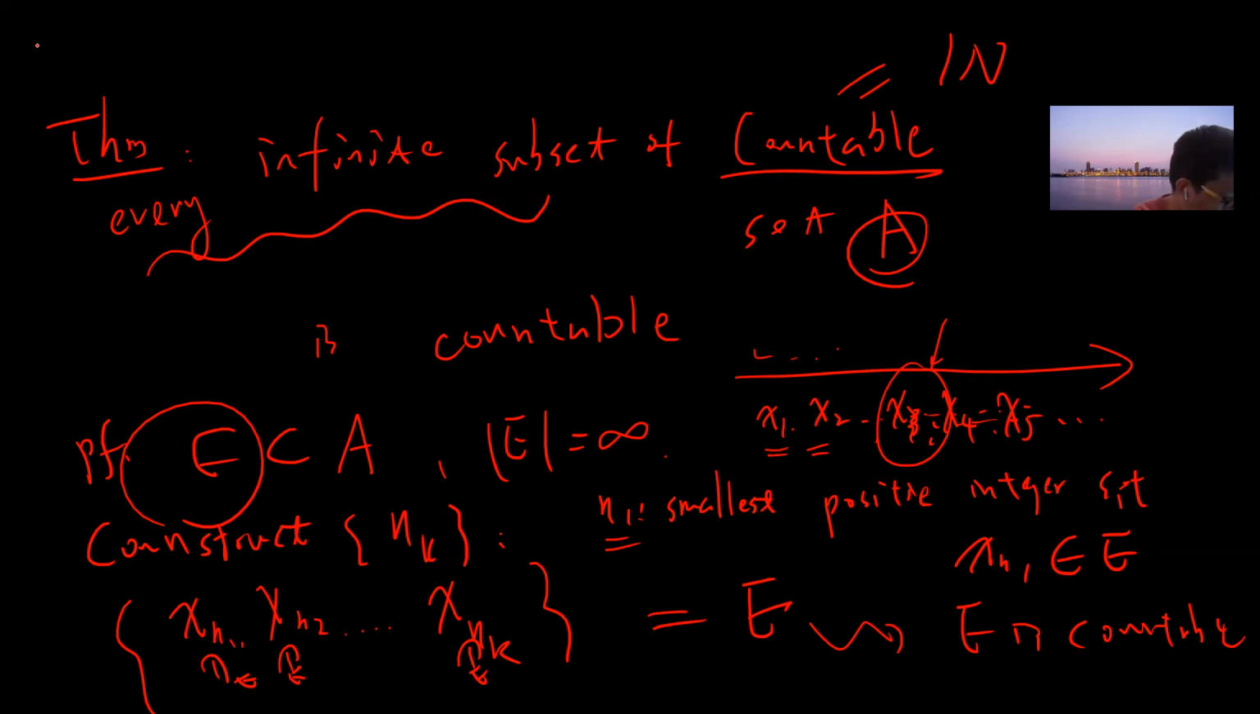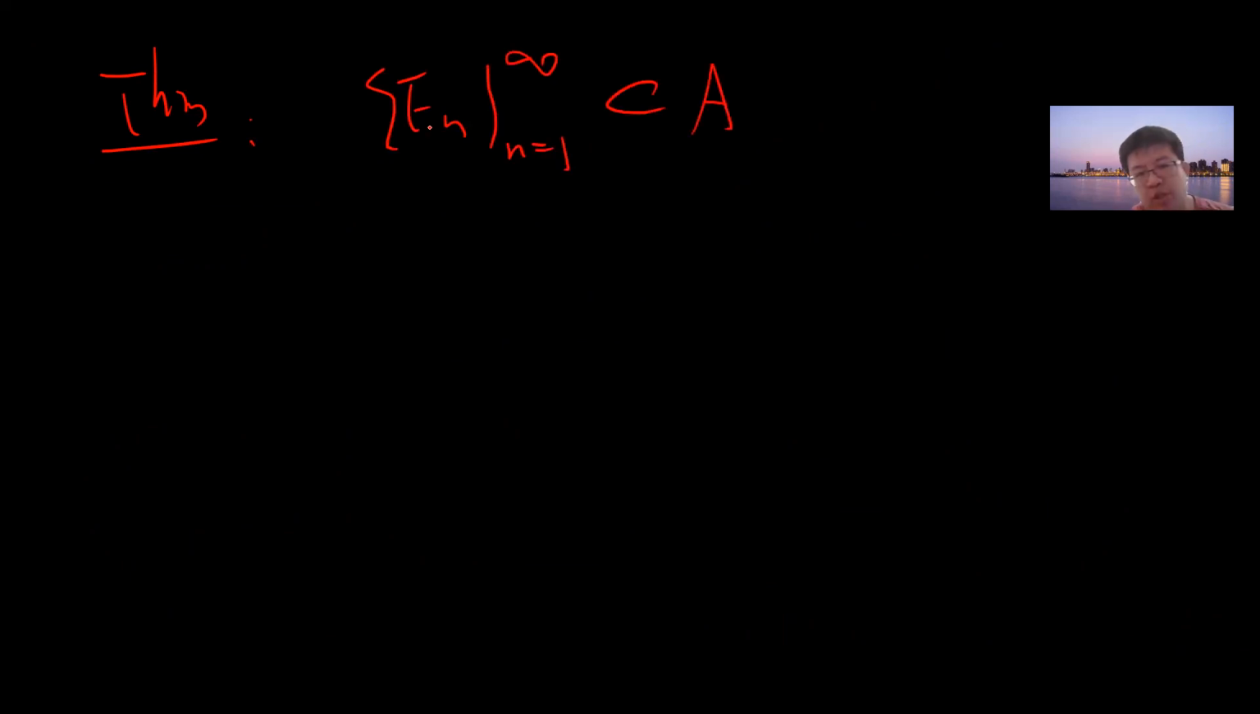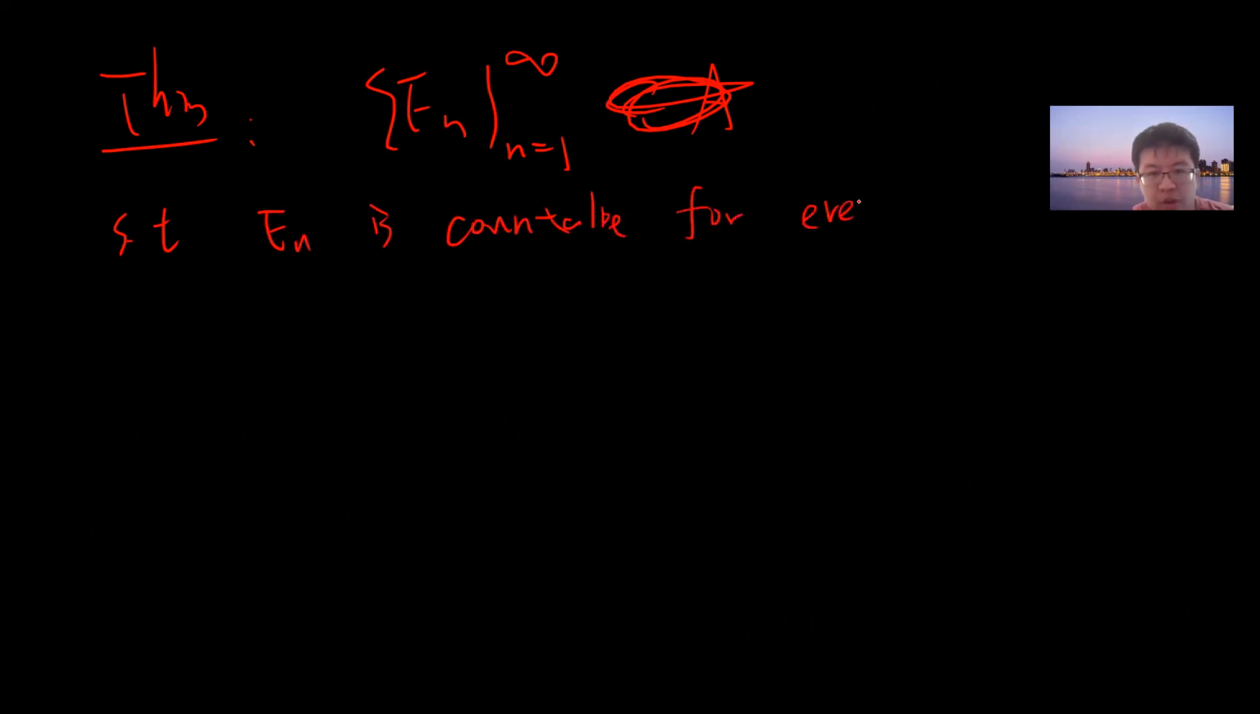I think everyone knows about union and intersection, so I skip the definition. Now the theorem. Suppose you have E_n for n from 1 to infinity, where every E_n is a subset of A, and E_n is countable for every n. The theorem says that the union over n from 1 to infinity of E_n is countable.